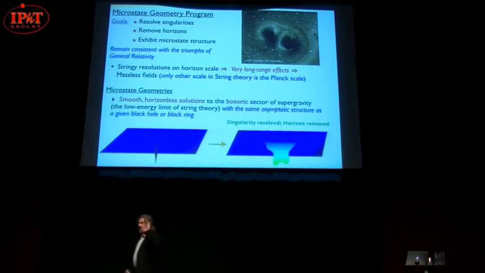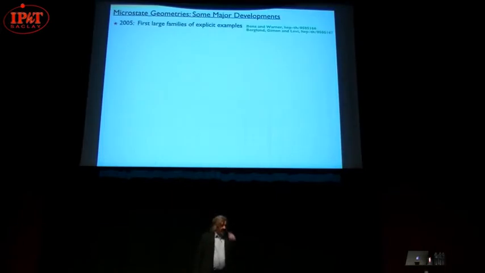So the definition of a microstate geometry is very simple. It says you want a smooth, horizonless solution of the appropriate bosonic sector of the low energy limit of a string theory, using supergravity theory, but looks asymptotically from a distance exactly like a given black hole or black ring. That's the goal. I wouldn't be here if we hadn't had a lot of success at this.